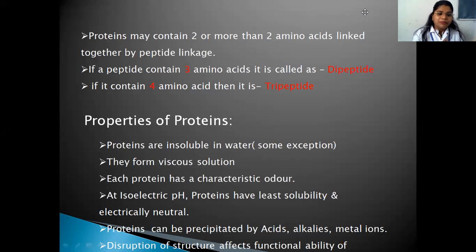Okay, in the same way, if 4 different amino acids are going to join, we require 3 linkages in between, so at that time it will be a tripeptide. Okay, then we see the properties of the protein.